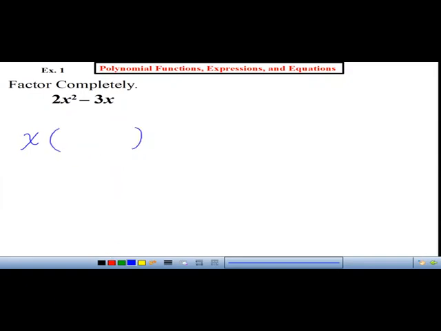Now, all I have to do is divide. This divided by that gives me 2x. This divided by that leaves me with -3. And then I said before, when in doubt, factor out. So if you don't see it, I'm going to rewrite this one: 2x times x divided by the GCF.